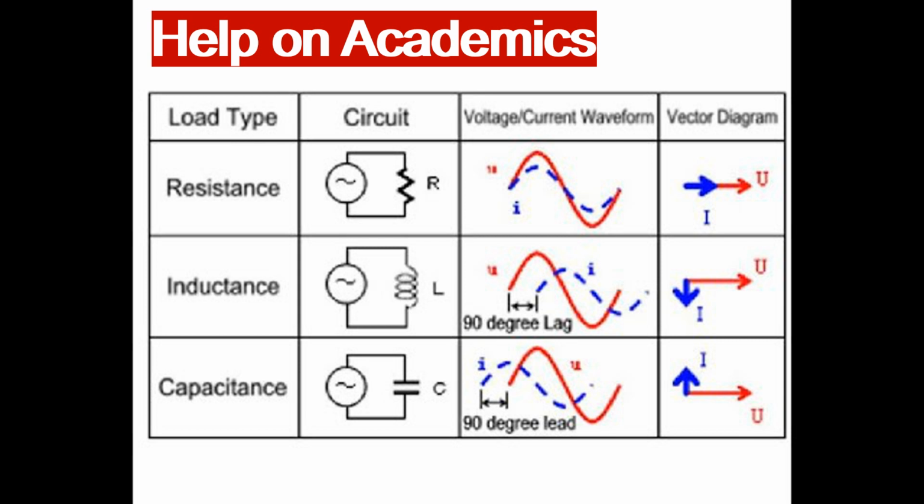So, to sum up, the behavior of current is distinct in resistive, inductive, and capacitive loads. In a resistive load, the current and voltage rise and fall together with no phase difference. In an inductive load, the current lags behind the voltage due to the magnetic field generated by the inductor. And in a capacitive load, the current leads the voltage as the capacitor charges and discharges.